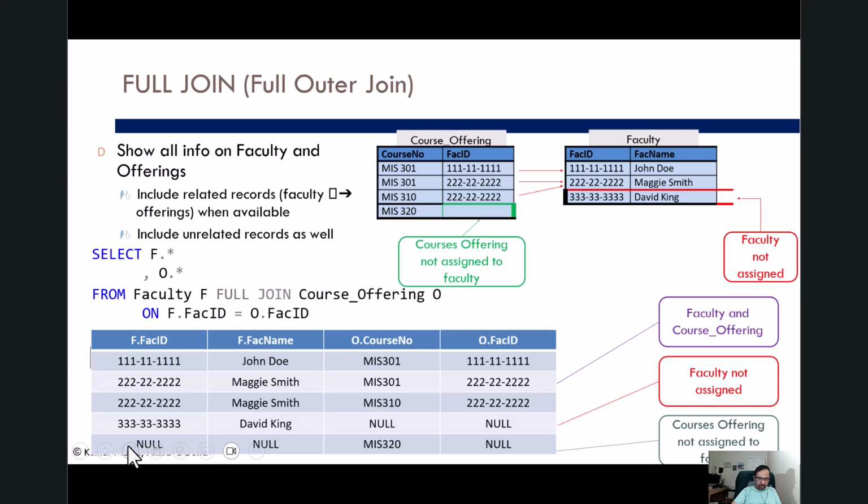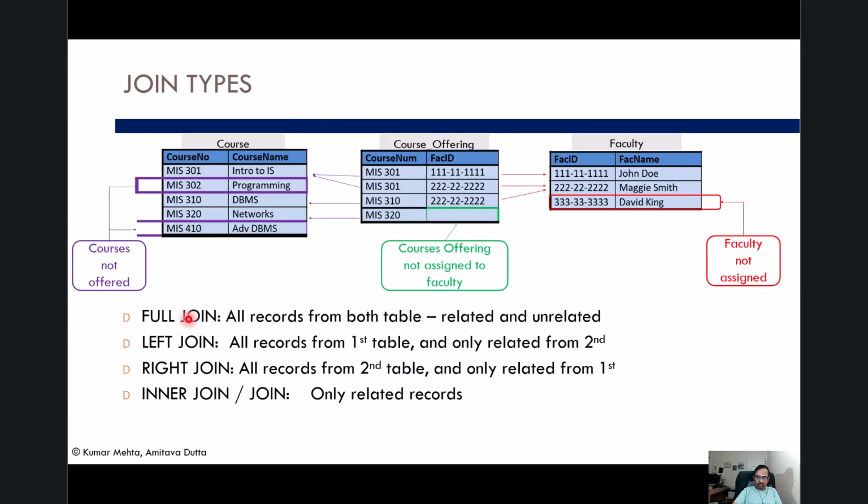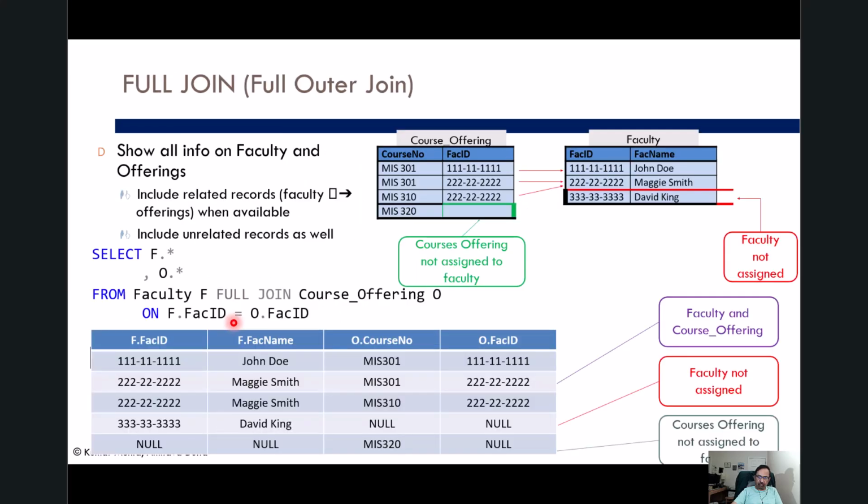So let me pick the pointer first. We were in the process of discussing the full join, or as it's sometimes called the full outer join. What the full join does, you can see in the definition that we discussed a little while back. A full join shows records from both tables, both the records that are related as well as the ones that are unrelated. Remember, we're joining two tables at the same time. So any one join will always join two tables. And in a full join, we show all the records from both tables, those which are related and those which are unrelated. So let's apply that over here.